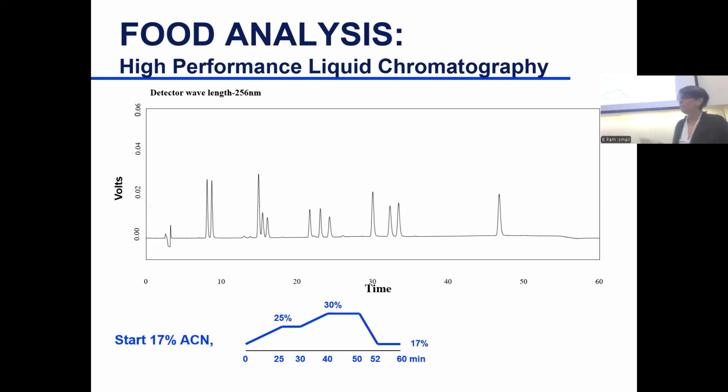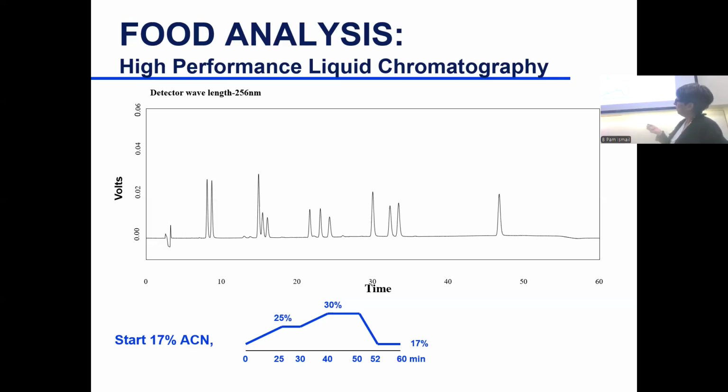And what this is showing you here is the mobile phase starts at 17% acetonitrile, which means 83% water and 17% organic. So 83 water and 17 acetonitrile organic. And this is the program of time. It's a 60 minute run. And this is the program of the gradient elution. So you start at 17, over 25 minutes, it increases to 25.